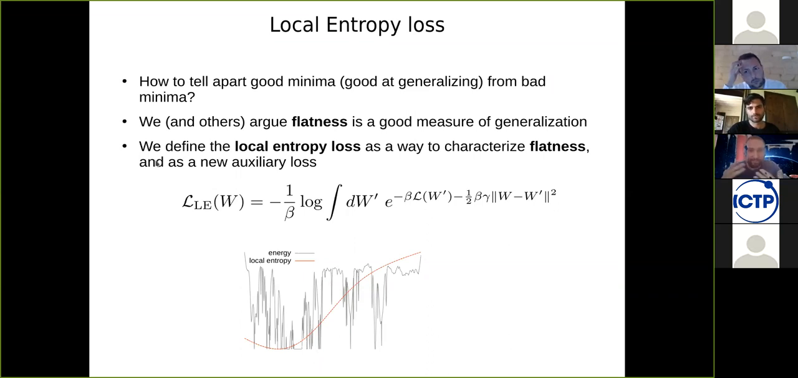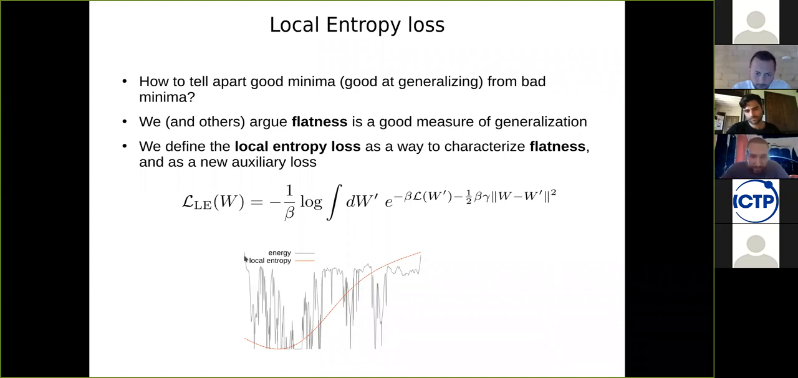So in order to define a measure of flatness and also some objective function which enforces flatness in the final minimizer obtained, we define the local entropy function, which is defined in the equation that you can see. And that essentially says that a configuration of weights W has a low local entropy loss if and only if it is surrounded by configurations which have low loss, at least within a certain radius, which is connected to this parameter gamma that you can tune.